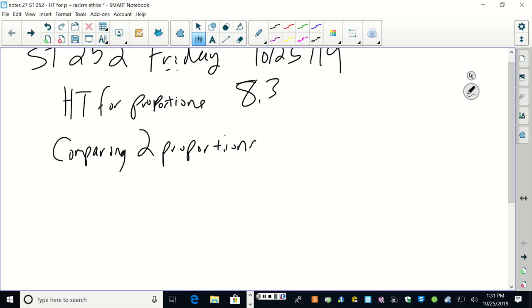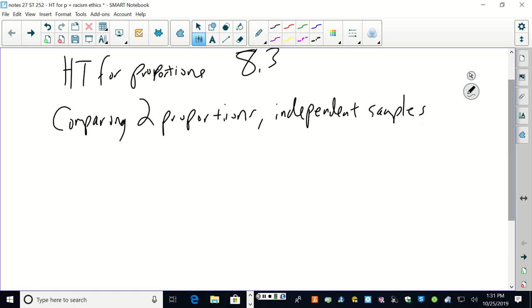So we have two samples. In one group, there's a proportion P1, and in the other one there's a proportion P2. Two different subgroups, two different populations, two different time periods, independent samples each time, so not matched pairs. And we're interested: are these the same or are they different, and what's the magnitude of the difference?